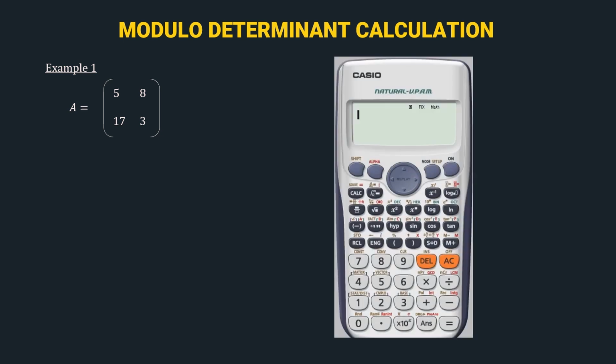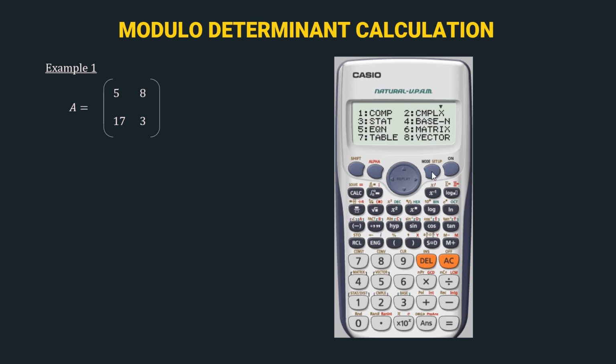Let's take an example. Here we have a matrix A as follows. It's a 2x2 matrix. We already know how to calculate the determinant of this matrix. We do 5 into 3 minus 8 into 17, which gives us a determinant. But let's see how to calculate this using a scientific calculator. So here we have the Casio calculator. Let's calculate the determinant in this calculator.